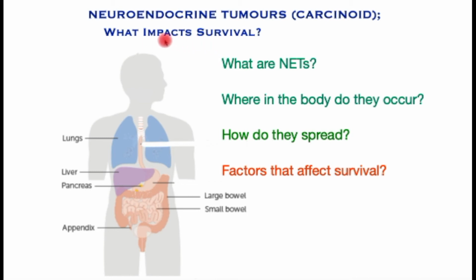In this video, we will examine the factors that impact long-term survival and outcomes for patients with neuroendocrine tumors, which were previously called carcinoids. To start with, we need to know the basics: what are neuroendocrine tumors, where do they occur, and how do they spread.